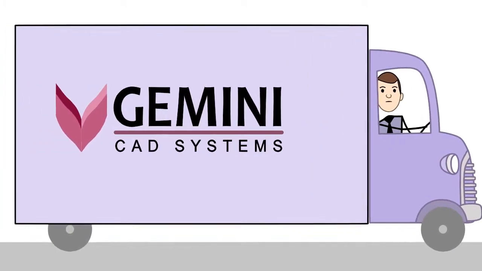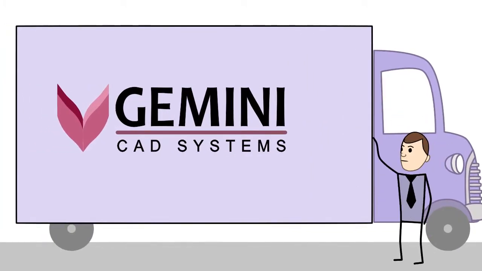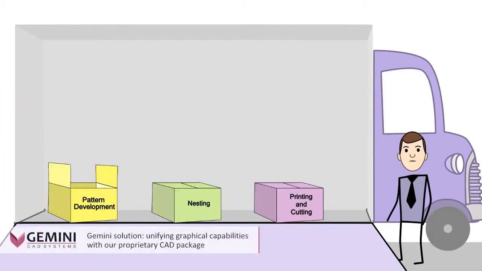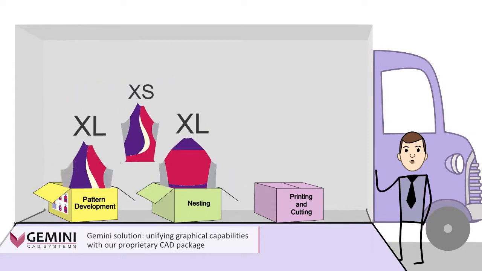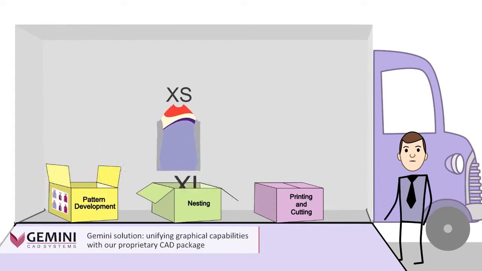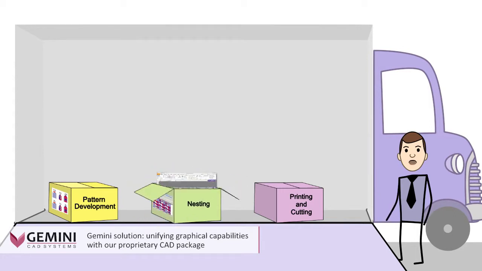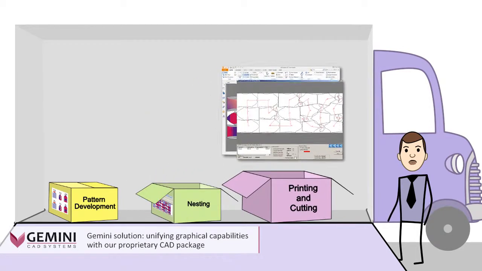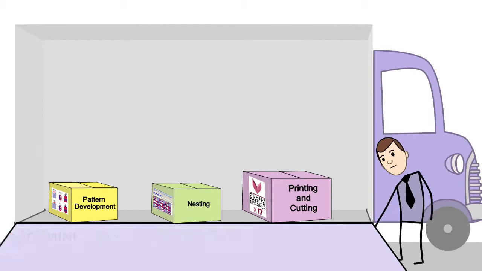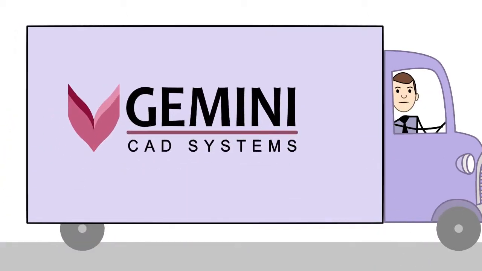Gemini CAD Systems addresses both problems by introducing for the first time graphical capabilities into its popular apparel CAD package, thus unifying pattern development, nesting and cutting with digital printing. Let's see how it works.